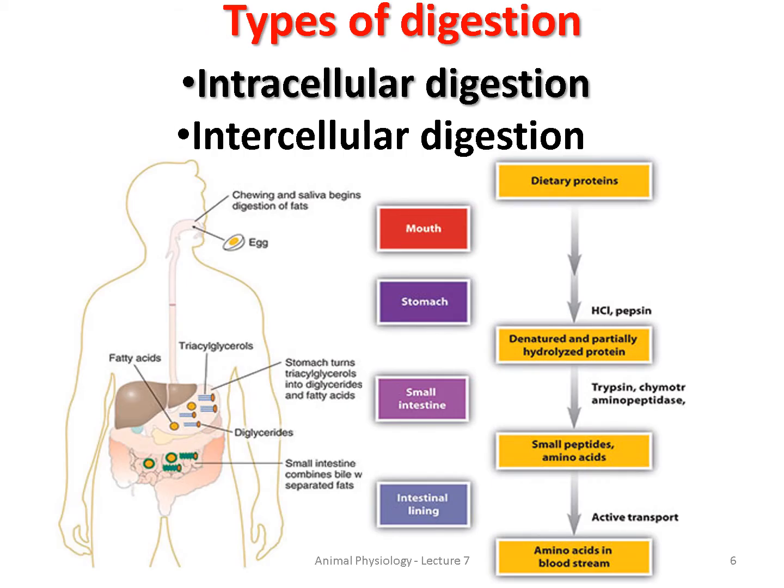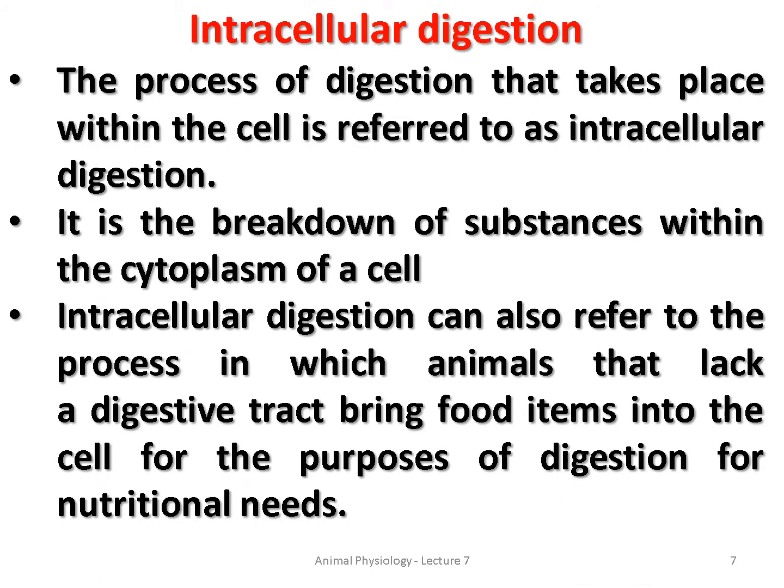And now we will see the types of digestion. See, there are two types of digestion: intracellular digestion and intercellular digestion. Okay, intracellular and intercellular. Now we will see one by one. The first one is intracellular digestion.